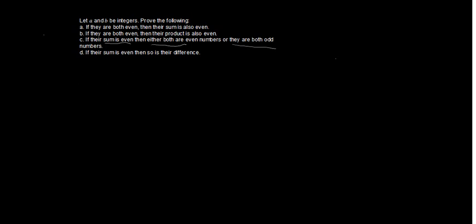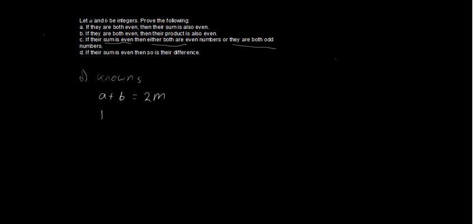So for the next proof, I'm going to say D, right? For the next proof, this one, if their sum is even, then so is their difference. Now this one is a bit more complicated than this. It's not extremely hard, but it is a bit more complicated. So what we know here for our proof, the knowns, is that A plus B is equal to 2m, right? Then what we want to prove is A minus B.